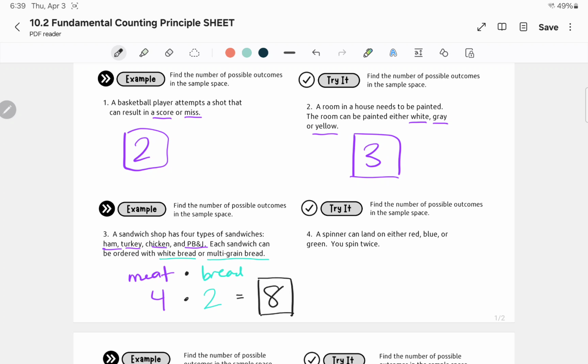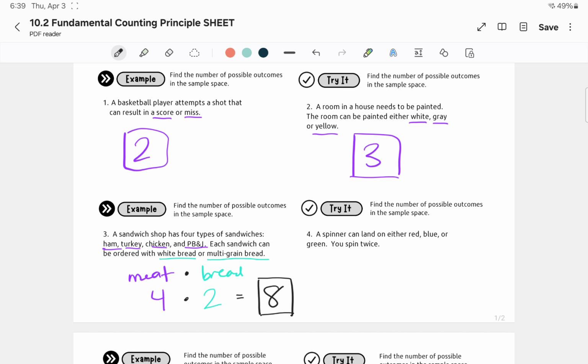Okay, so now go ahead and pause the video. Try number 4 by yourself. Remember, you decide what the events are first, then find out the number of outcomes for each event, and then you're multiplying. So go ahead and try number 4.